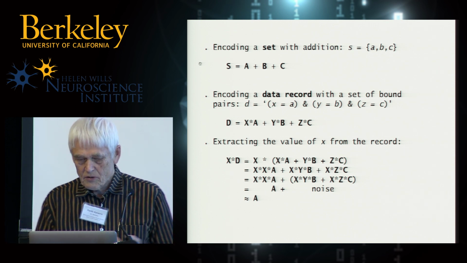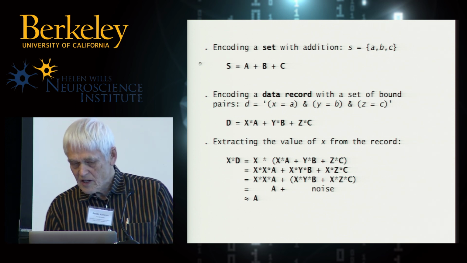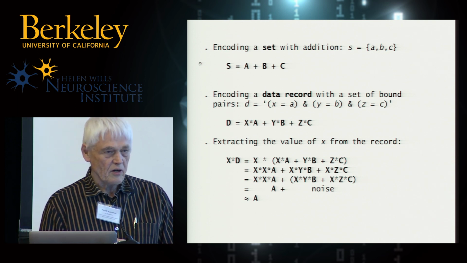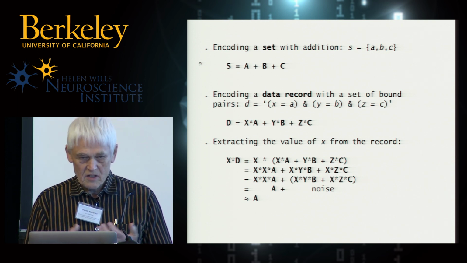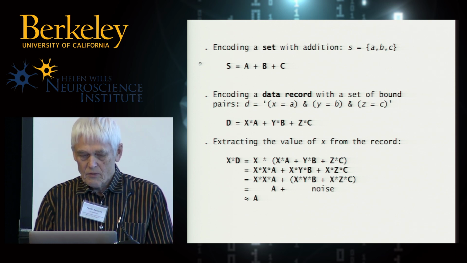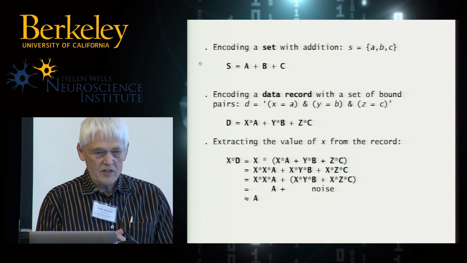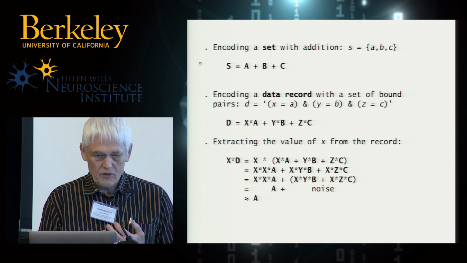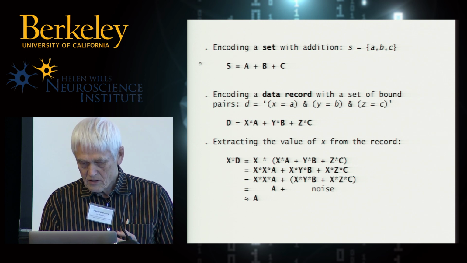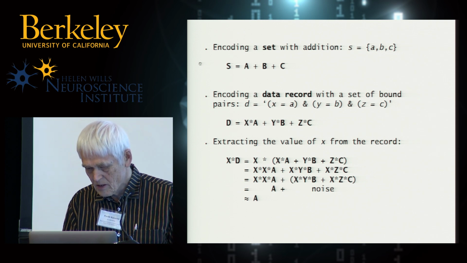Now we have to encode sets in some way, and it turns out the addition operator is just ideal for encoding sets because addition is commutative. The concept of a set means that it doesn't matter in which order you put the elements. So addition is a very good way of encoding sets.